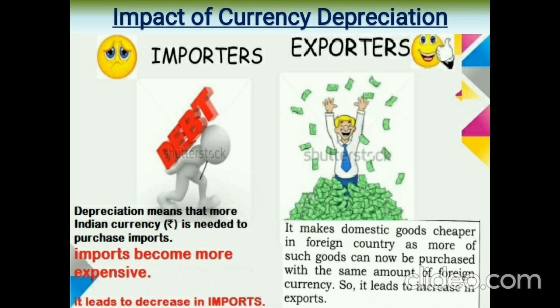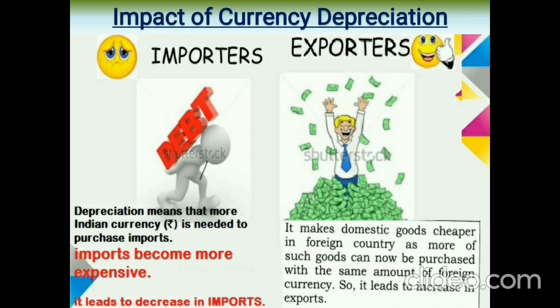But after depreciation of domestic currency or Indian rupee, they will be able to get rupees 75 valued goods and services from the same 1 USD. So it leads to an increase in the exports of India. It simply benefits the export of a country as the value decreases and the foreign citizen will purchase more valued goods and services from the country.